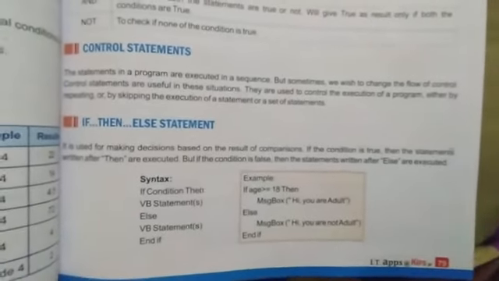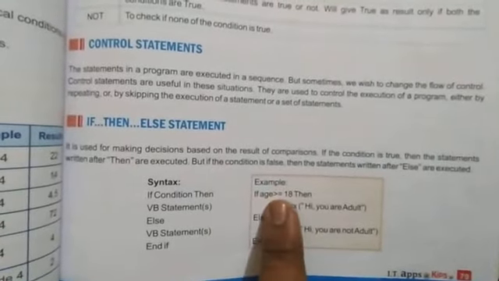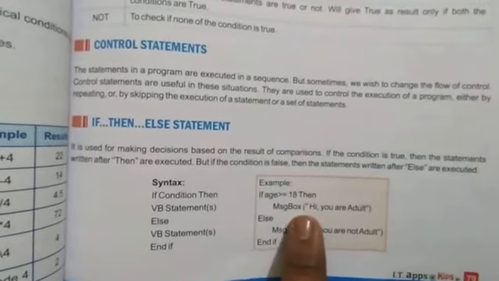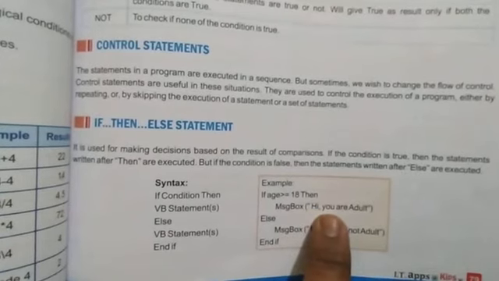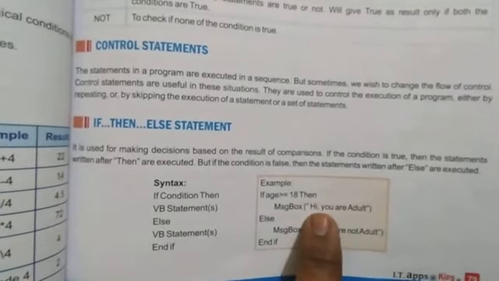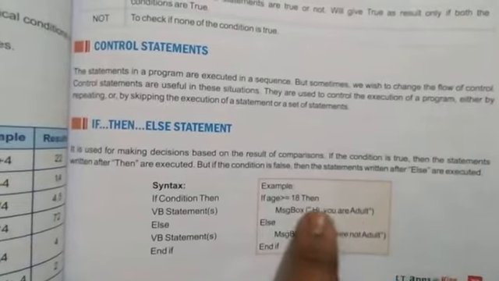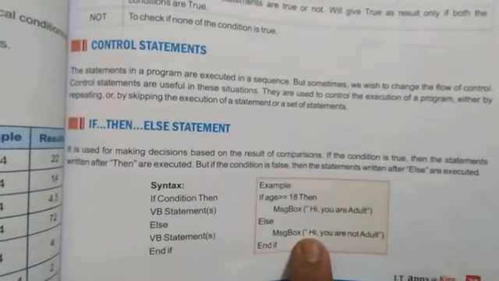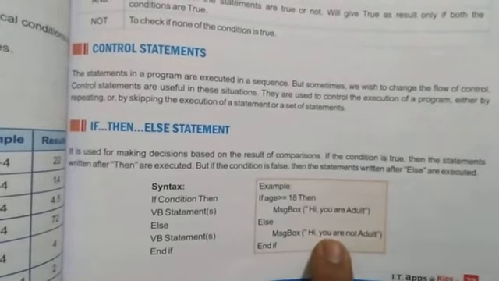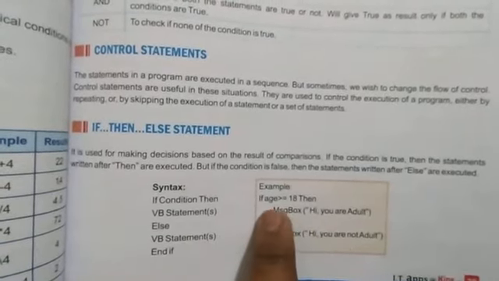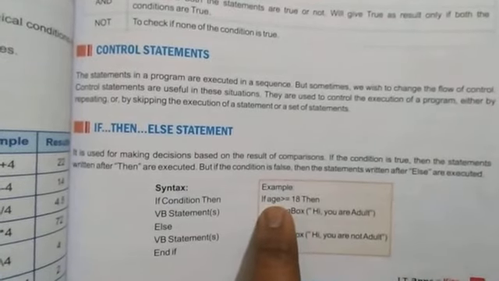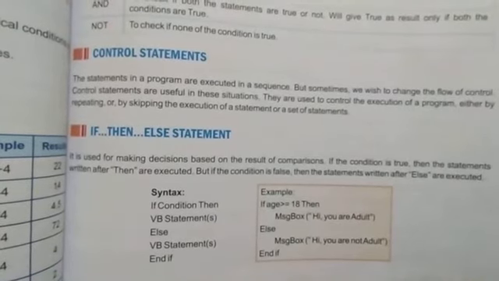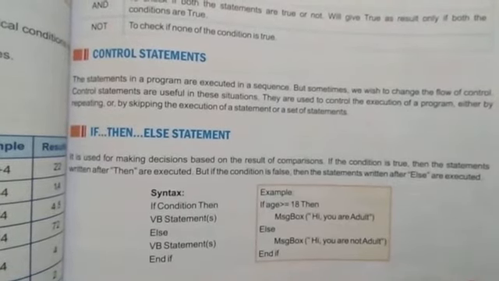Let us understand this example. If age is greater than or equal to 18, if this condition is true, then a message will be printed: hi, you are adult. If age is not greater than or equal to 18, meaning the condition is false, then the message displayed will be: hi, you are not adult. So students, here the value of age will be input by the user.